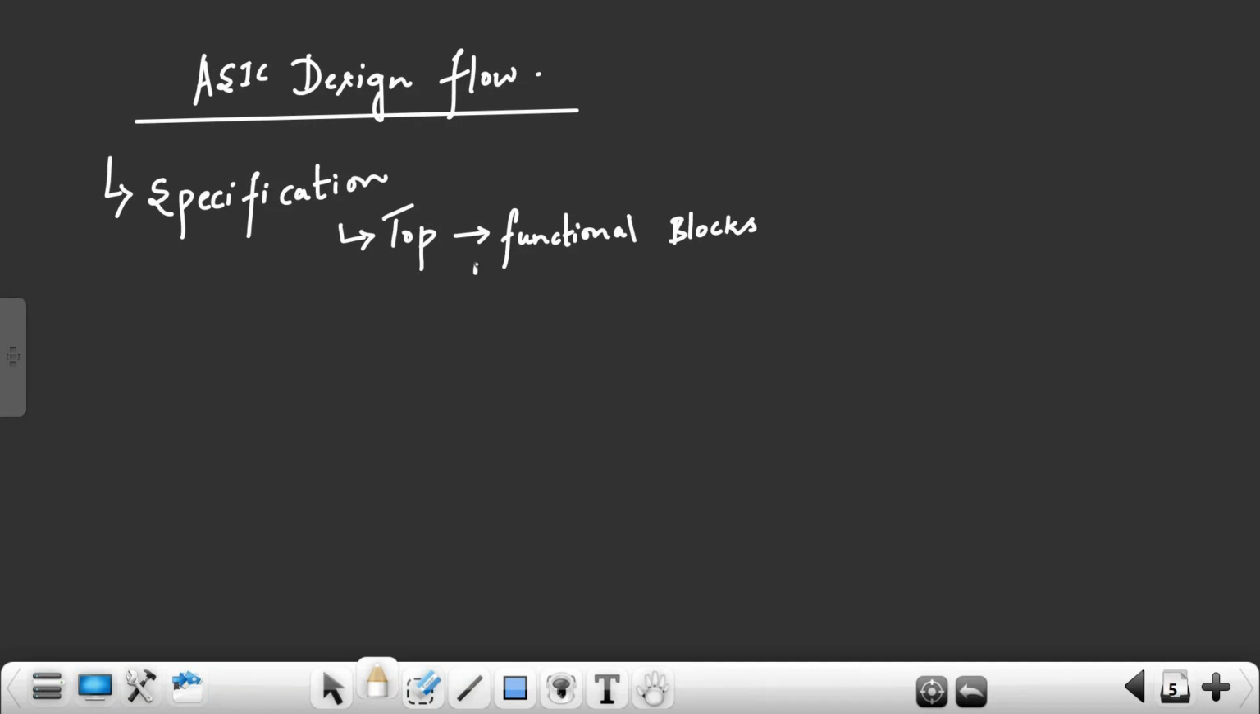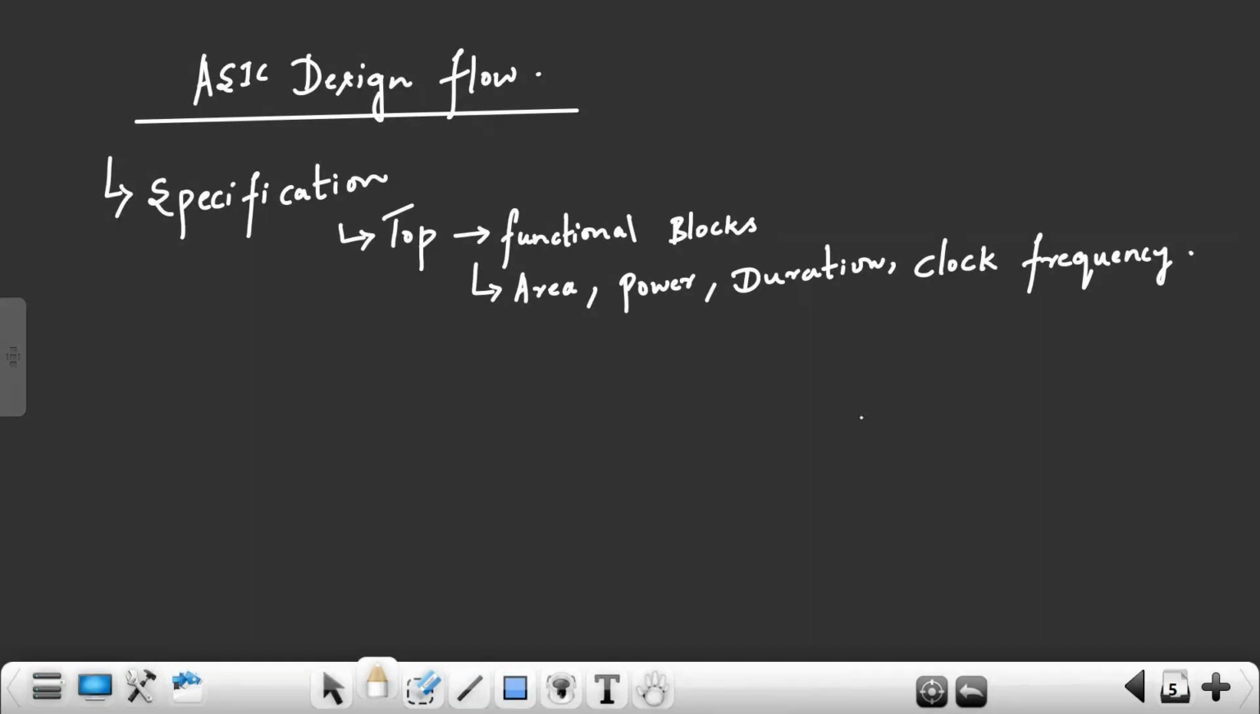What should be the estimated area? What should be the estimated power? What is the duration of design? So all these things. How many clocks? Area, power and speed are very important. Speed means clock. What is the clock frequency at which your chip will work?